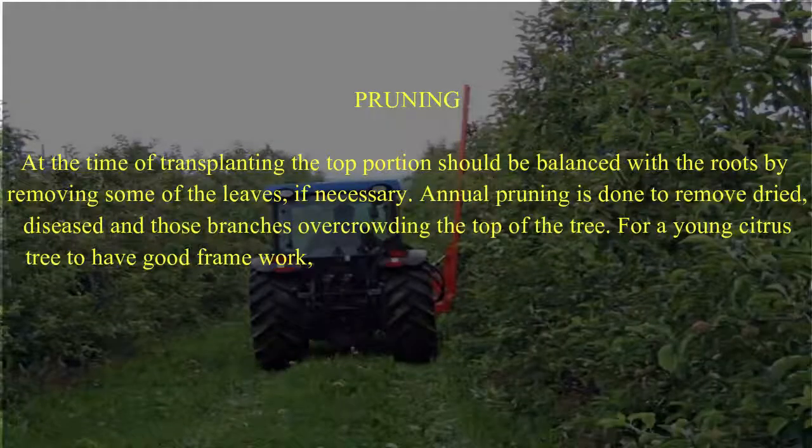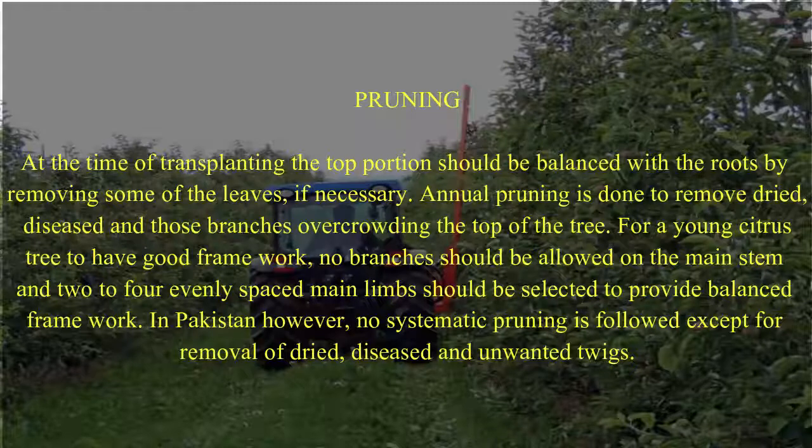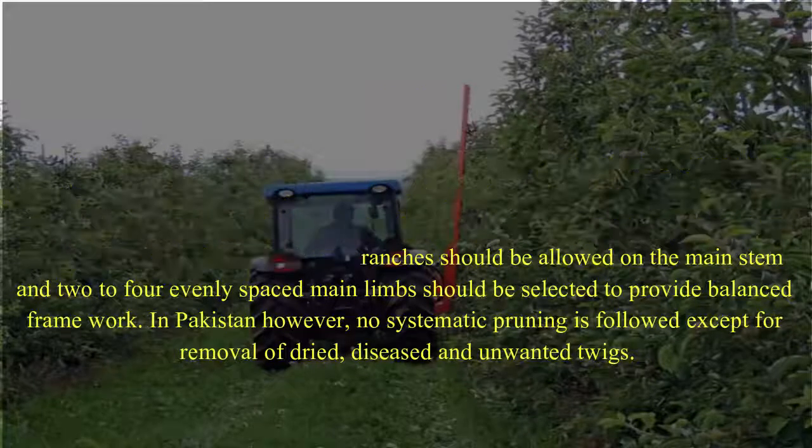Pruning. At the time of transplanting, the top portion should be balanced with the roots by removing some of the leaves if necessary. Annual pruning is done to remove dried, diseased, and overcrowding branches from the top of the tree. For a young citrus tree to have a good framework, no branches should be allowed on the main stem, and 2 to 4 evenly spaced main limbs should be selected to provide a balanced framework. In Pakistan, however, no systematic pruning is followed except for removal of dried, diseased, and unwanted twigs.